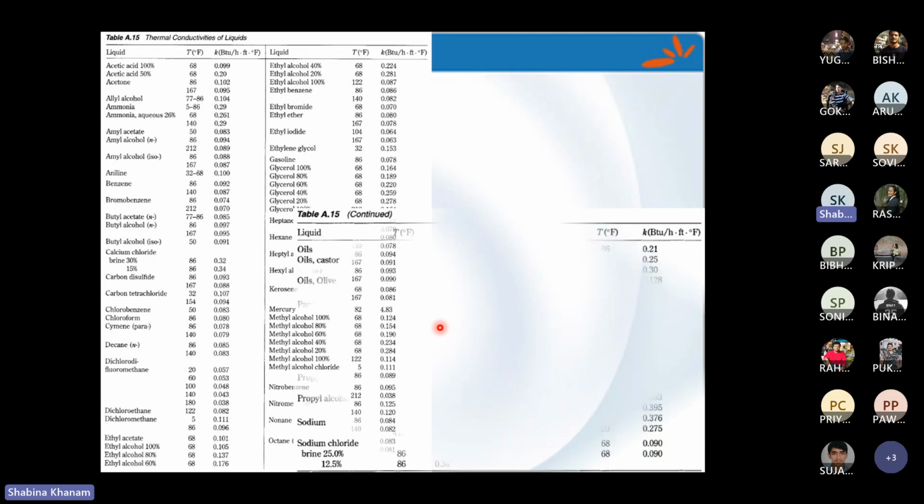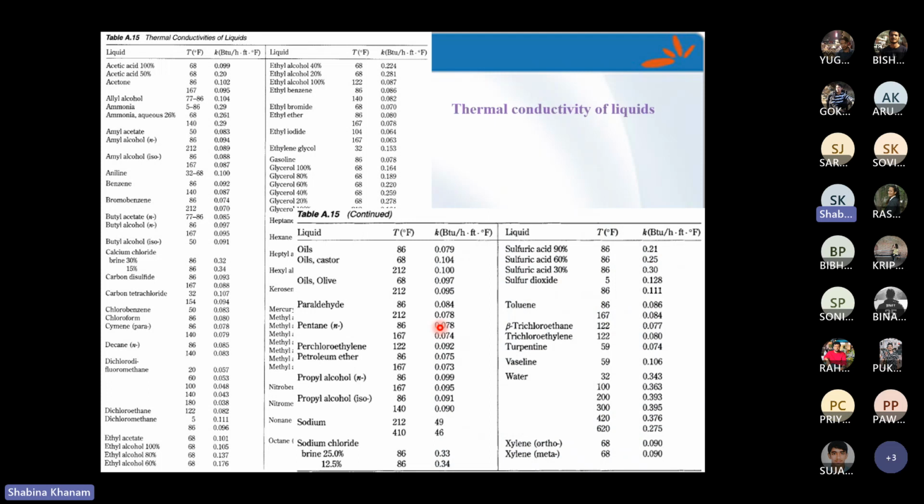So if your temperature is in between these two, you can interpolate, or if the value is beyond that, you can extrapolate. Actually, the value of thermal conductivity does not vary much. So that interpolation and extrapolation you can do for the fluids, for the liquids. So this table you can see.